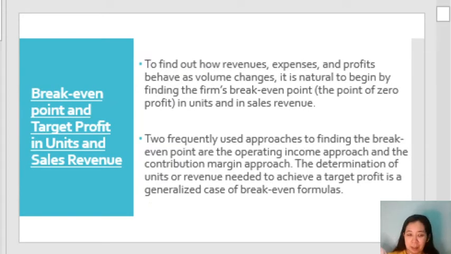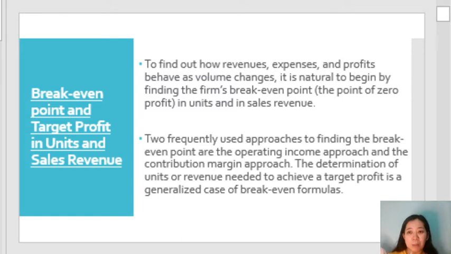Okay, so to start with, our first topic is about break-even point and target profit in units and sales revenue. For determining revenues, expenses, and profits, and how they behave as volume changes, it is suggested that we begin by calculating the firm's break-even point.